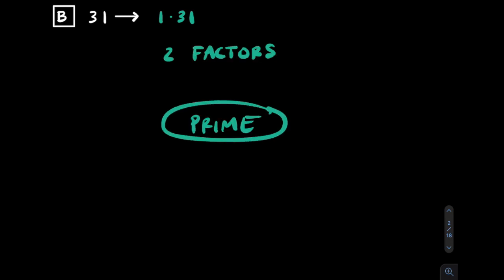Let's look at the number 31 here. We should always start off with 1 and know that 1 times 31 is going to be 31. But are there any other factors? At this point, it's important to go through your divisibility rules and see if you can divide it by any other number. If you're convinced that it's not divisible by any other number, then you can say it's prime. 31 only has 2 factors, so we can conclude here that 31 is prime.